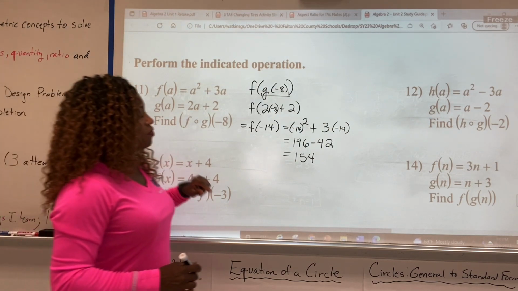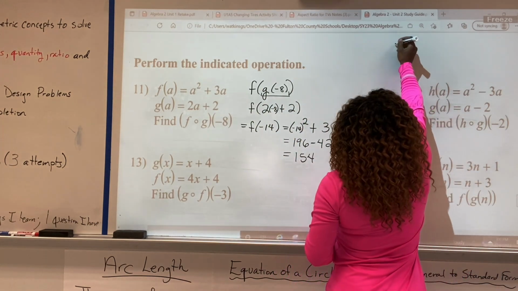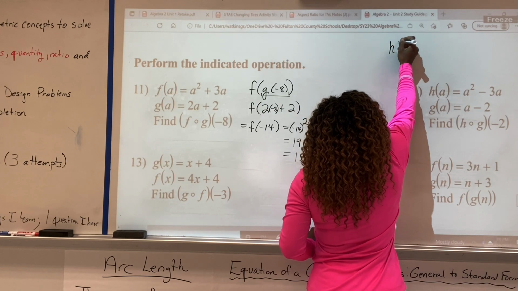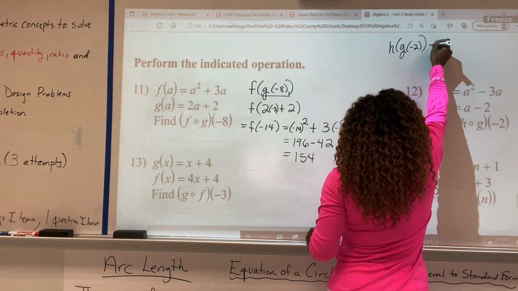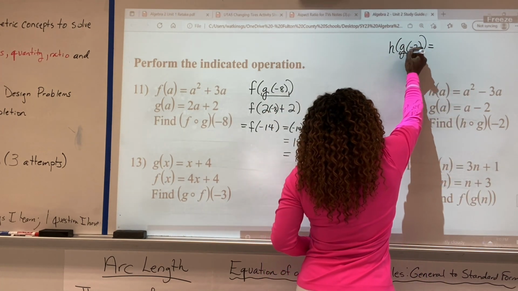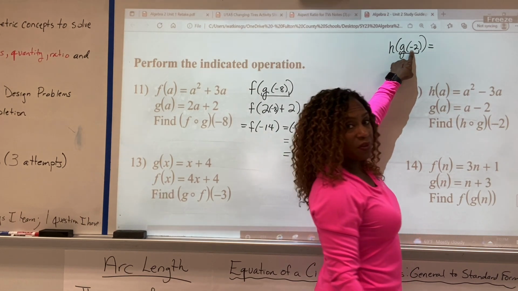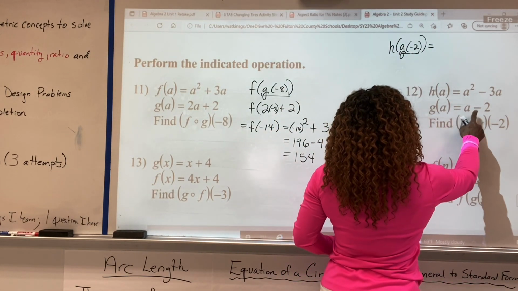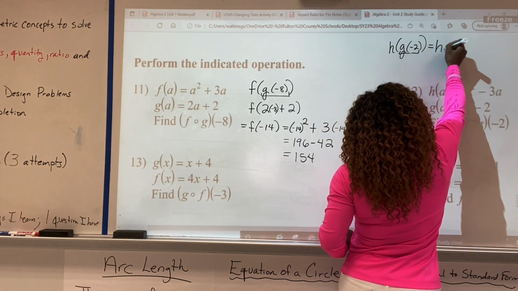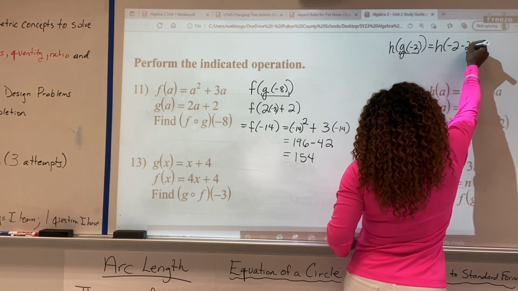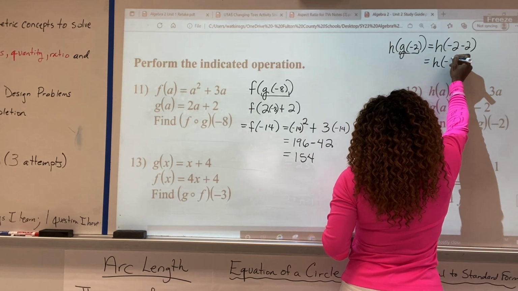Let's look at number 12. Same thing. We've got each of our functions. First, I'm going to rewrite this as h of g of -2. So I rewrote it first. And then I work out what's in parentheses, but I make sure I replace my g function's variable with -2. Here's my g, it's a minus 2. A is -2, so I'm going to write -2 minus 2. Well, that gives me -4.